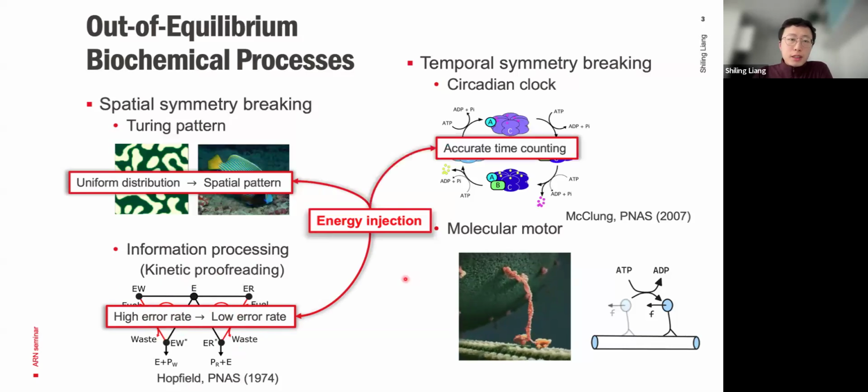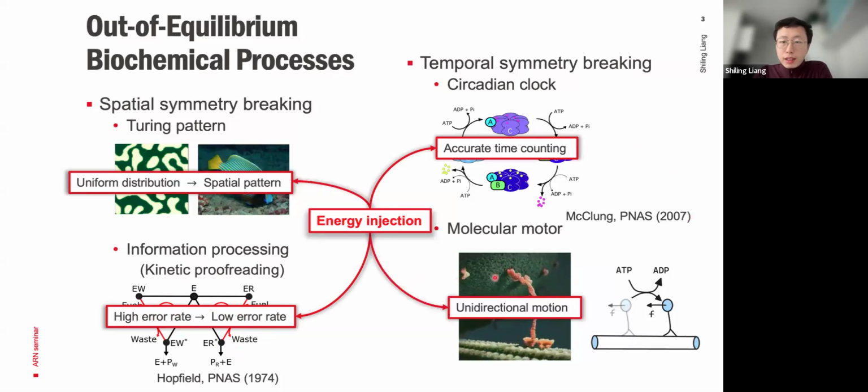Also, living systems run a circadian clock to keep track of time. To run accurate time counting, it consumes some energy, some ATP, and then dissipates some heat to the environment. And at the intracellular level, living systems need to actively transport different materials inside a cell. Motor proteins consume energy to have this kind of unidirectional motion. So the question is: what are the energy constraints on these processes and how should we describe them?